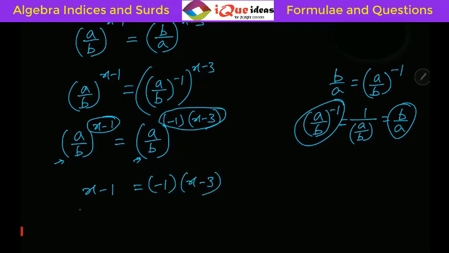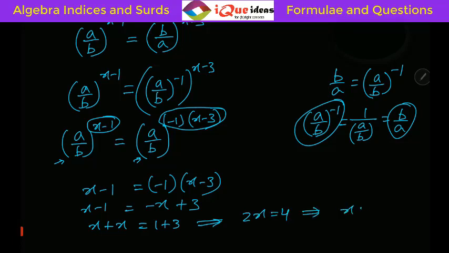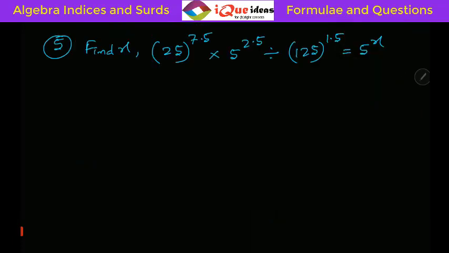Simplify, it is x minus 1 equal to minus x plus 3. So this minus x comes to the left hand side, it becomes x plus x, and minus 1 goes to the other side, becomes 1 plus 3. So we have 2x equal to 4, and that means x is equal to 2. So the answer of this question is 2. Alright. Now let's take up this question.